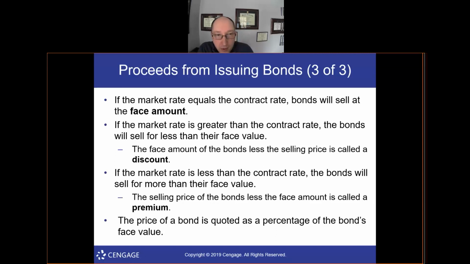The face amount is where the market rate equals the contract rate. But we also know that it's rare that the two will be equal.